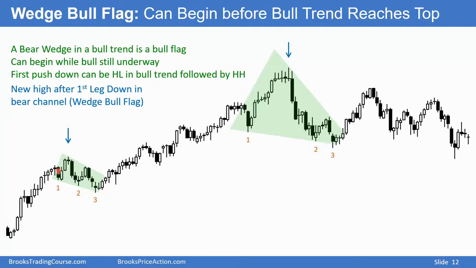This is how I would label it, 1, 2, 3, and the same here. I think this is part of the correction even though the bull trend has not yet ended. In any case, whether you call it a high 2, 1, 2, or a wedge 1, 2, 3, you're going to buy the reversal up, and the same with this as well.